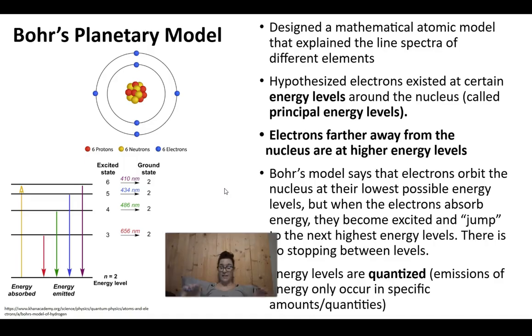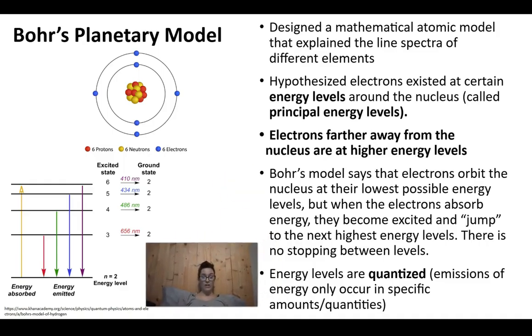He also hypothesized that there is no stopping between energy levels, which is why we only see discrete lines in the emission spectra. Therefore, energy levels are quantized, which means emissions of energy only occur in specific discrete amounts that we can measure. Because of that, you can see the different rings that he put representing energy levels outside of the nucleus of the atom.